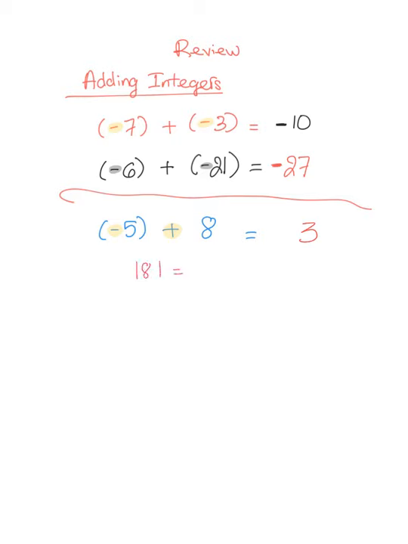Absolute value of 8 is 8. Absolute value of -5 is 5. So 8 is greater than 5. So we keep it at the same side with number 8, which is positive. But we don't need to write that plus right there because we all know this is positive.